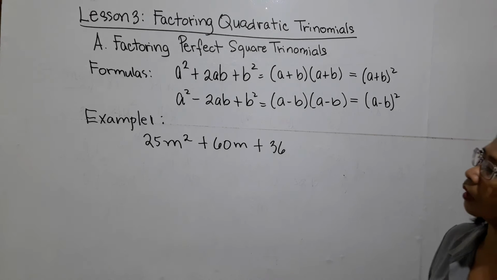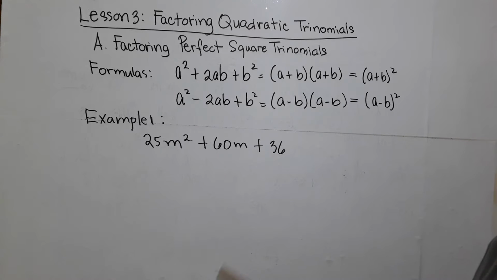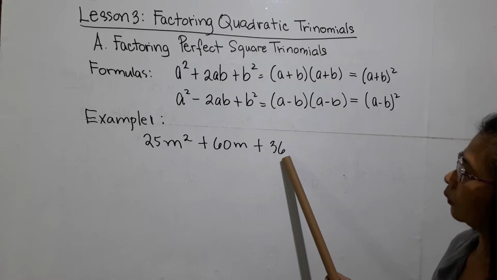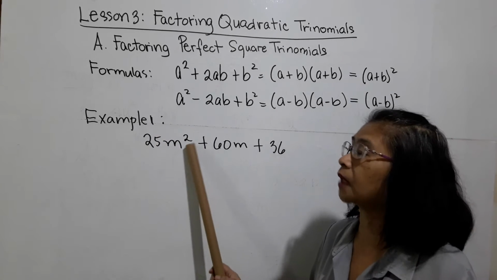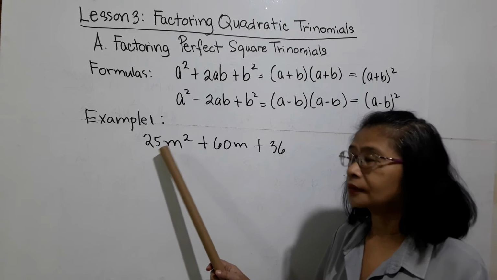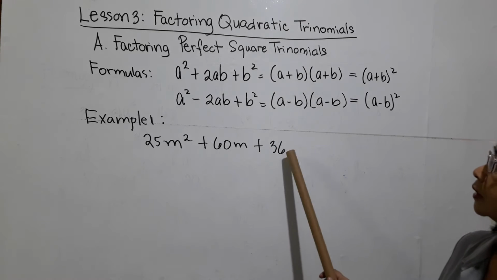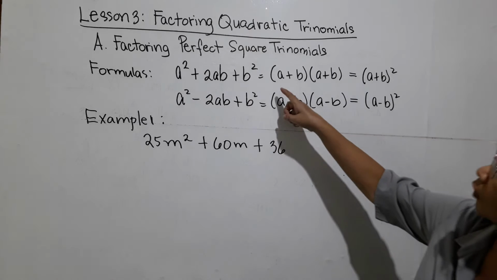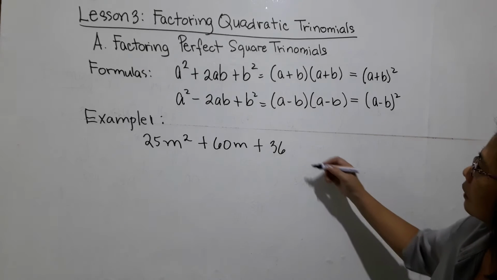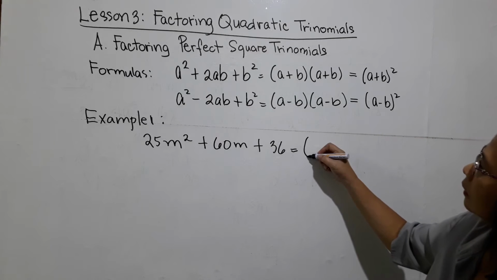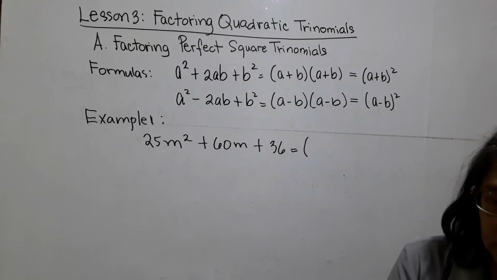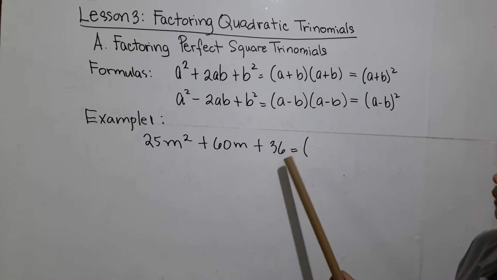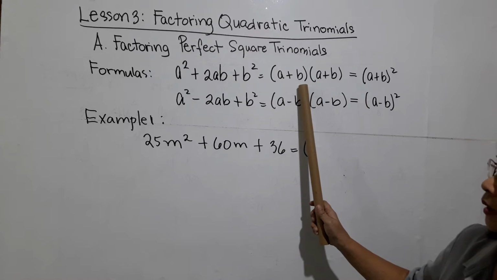Let us have example number 1. Let us first identify if the first term and the last term are perfect squares. Do you think 25m squared is a perfect square? Yes. What about 36? Yes. So we can now follow the first formula. You can write an equal sign here. The 25m squared represents the a, and 36 represents the second term b.